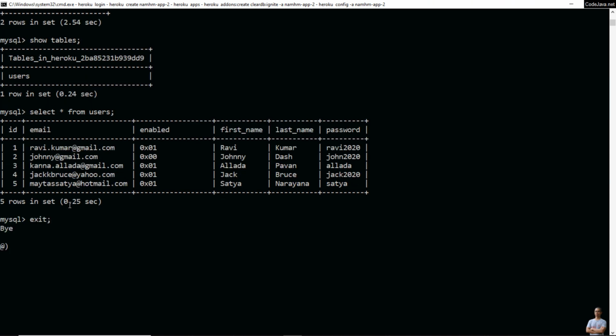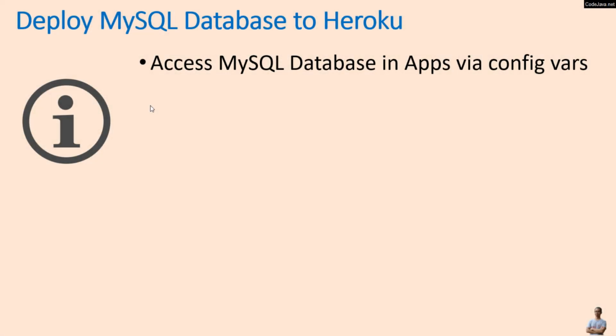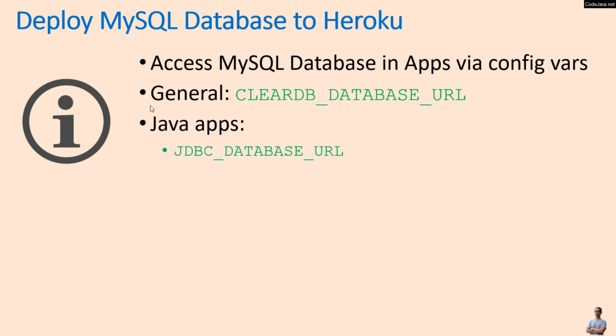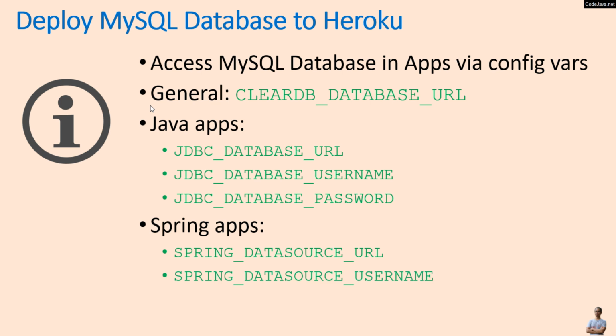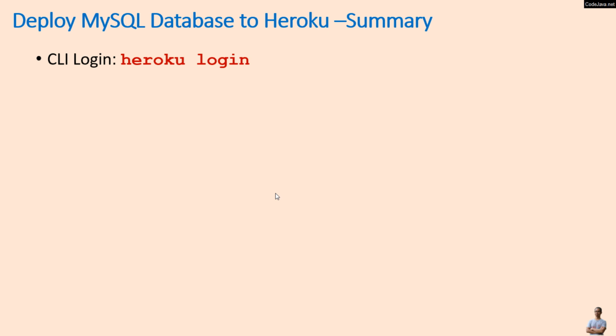Okay, now exit. And then you need to configure the apps to access the MySQL database via config vars. The general config var is add-on name and then DATABASE_URL. In case of ClearDB, the config var is CLEARDB_DATABASE_URL. For Java apps, you can use the config vars JDBC_DATABASE_URL, JDBC_DATABASE_USERNAME, and JDBC_DATABASE_PASSWORD. And for Spring apps, you can use the config vars SPRING_DATASOURCE_URL, SPRING_DATASOURCE_USERNAME, and SPRING_DATASOURCE_PASSWORD. Okay, so far you have learned how to deploy a MySQL database from a local computer to Heroku.